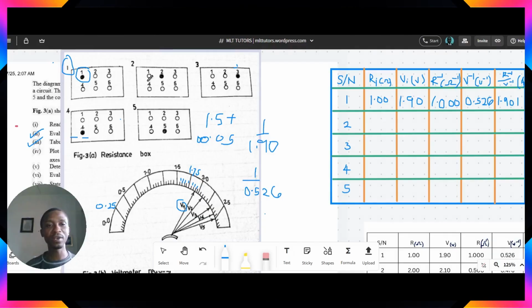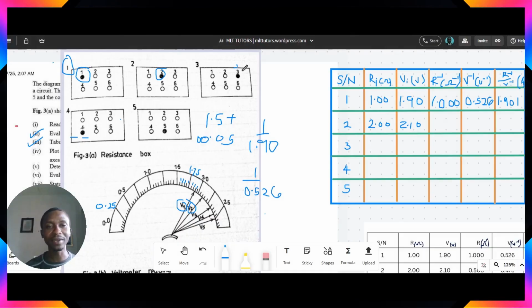For the second R, our R is 2. So you have that here. And for the second V, if you have to read, here is V2. Then if here is 2.05, here will be 2.10. So here will be 2.00, and here is 2.10. Then you do the corresponding R inverse, V inverse, and that simply with your calculator.